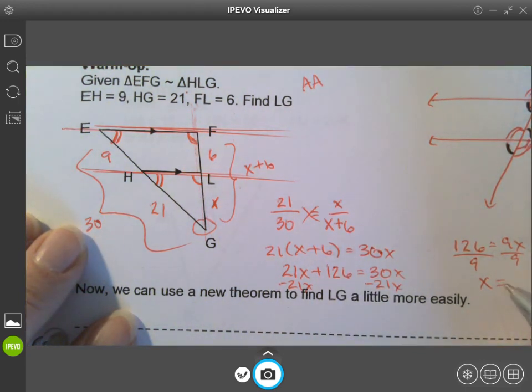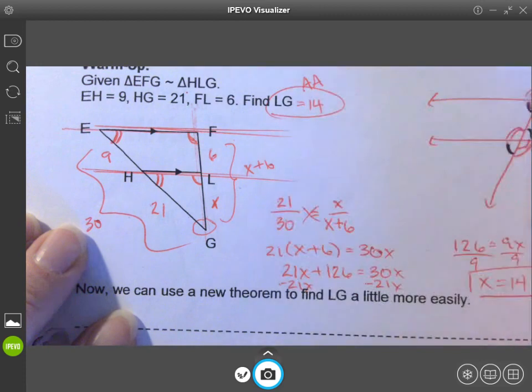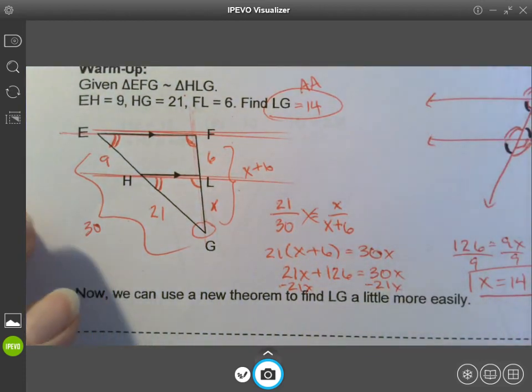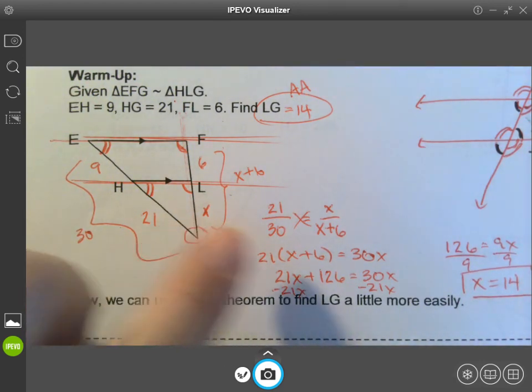I have 14. All right, and that's exactly what I wanted. I wanted the length of LG. It is 14 units. Okay, we're going to be able to change that up. We're going to use a theorem to find this without the extra.